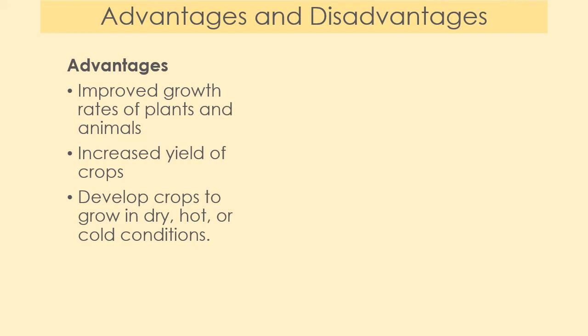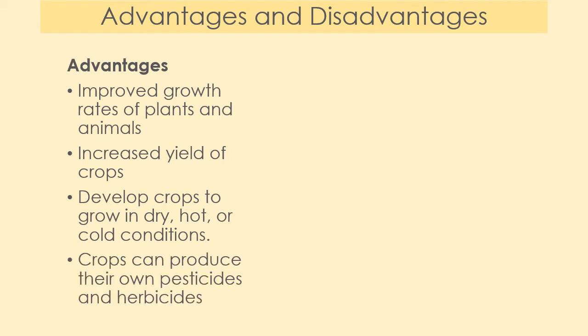So they're going to grow faster and they're going to grow more crops as well. We can get crops to grow in dry, hot, cold conditions, so we can grow them in more places around the world. Again, could definitely help with people that are feeling the effects of hunger more. And we can get crops that can produce their own pesticides and herbicides.